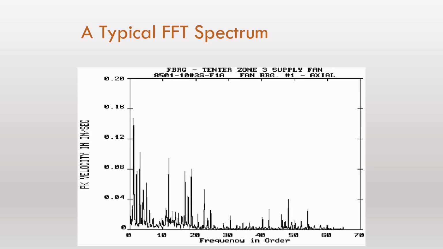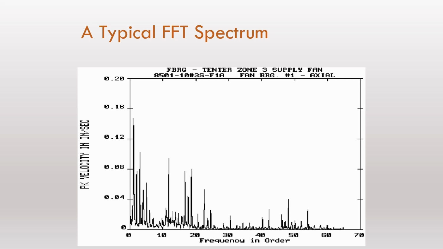A typical fast Fourier transform spectrum graph is a representation of frequency domain data derived from a time domain signal. As you can see in this graph, the x-axis represents the frequency components present in the signal. Frequency is usually measured in hertz, which indicates the number of cycles per second. The y-axis represents peak velocity of the frequency components. It indicates how much of each frequency is present in the signal.